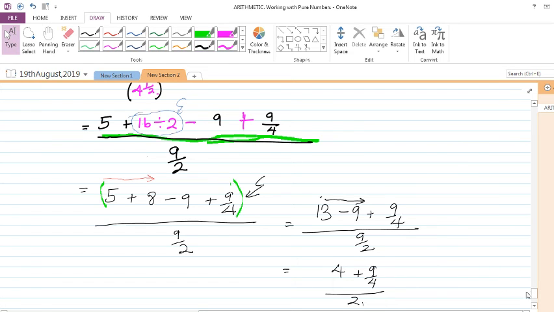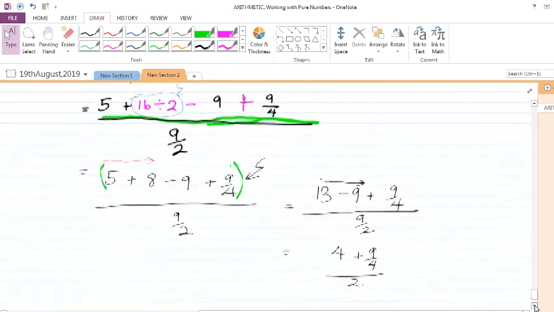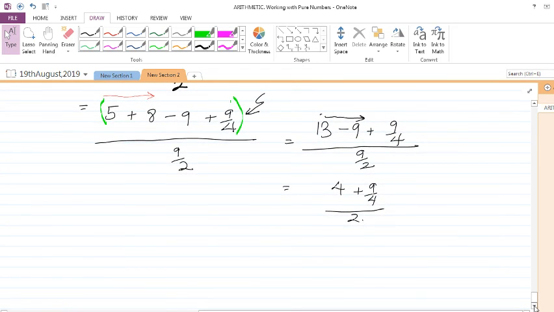I'm sorry, 9 over 2. Because they're the same rank, the first one I have to follow. I can't just go and add here. I'm going to come left to right. But the vinculum again says this must be done first. So, using some interesting mathematics, I'll say this is 4 times 1 plus 9 and 4, all over 9 and 2.